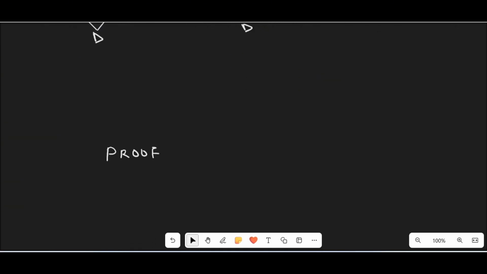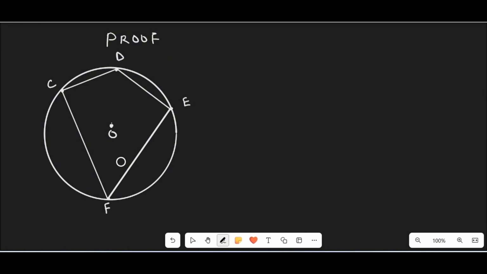Let us go through the proof. Let us say this is our cyclic quadrilateral with center O. Let us join the center O to the vertices C and E. Let us label this angle X, and also let us label this angle Y. By the angle at the center theorem, the angle at the center is twice the angle at the circumference.